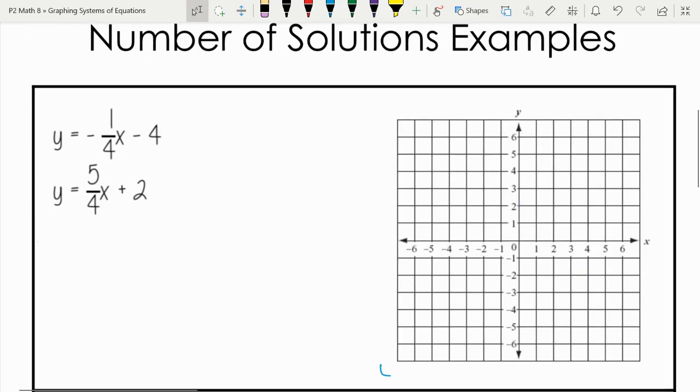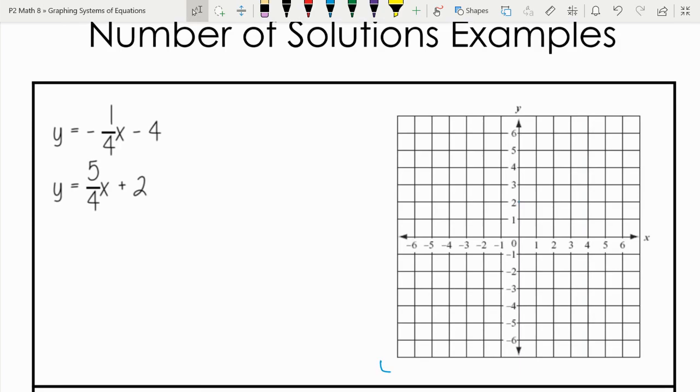So let's look at our first example. We have y equals negative 1 over 4x minus 4 and y equals 5 over 4x plus 2. So starting with my first equation, we're going to do exactly what we've been doing, which is identify our y-intercept. Our y-intercept here is negative 4. So I'm going to go ahead and plot negative 4 on the y-axis. That's going to be my first point.